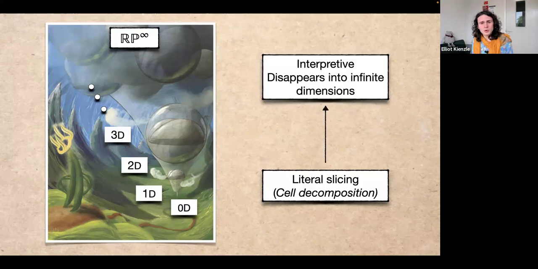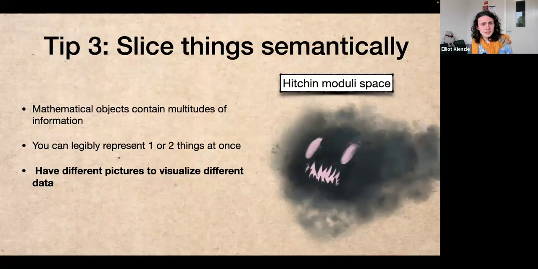So I switch to a more interpretive way of going about it. I show this RP infinity sort of disappearing into the haze of infinite dimensions, this edifice leaning over you. Now it's more about the emotional content rather than the literal one. And this is interesting because it shows that each of the parts of your image don't have to be doing the same thing. In fact, we can do tip number 3, slice things up semantically.